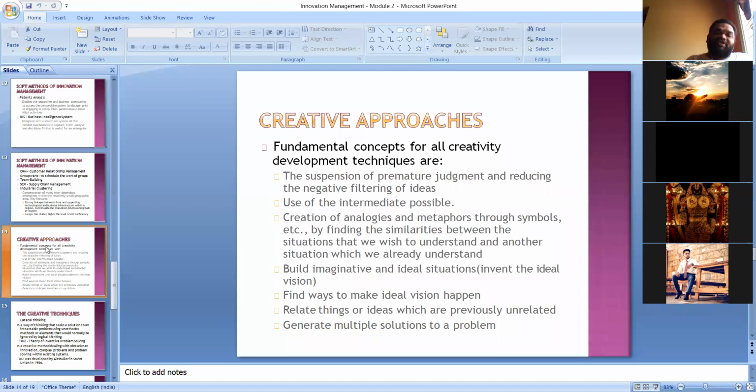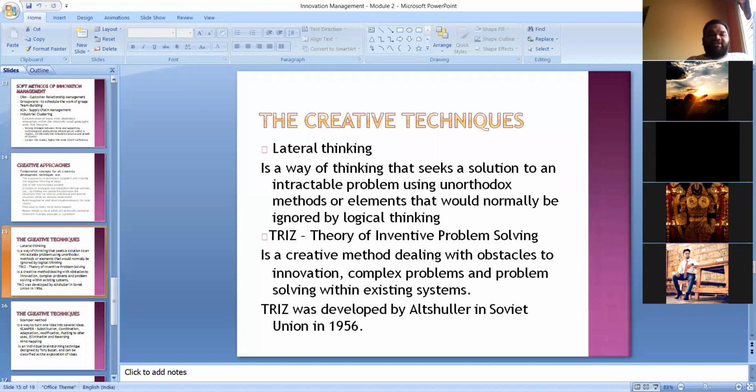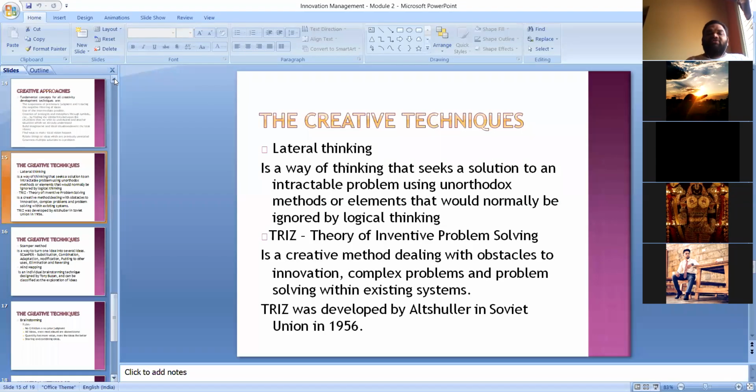Now let us go with the next slide, that is, what are the creative techniques. This is very important and we should discuss these creative techniques. We have 3 or 4 creative techniques: lateral thinking, brainstorming, and the SCAMPER method. There are many things to discuss, so we'll discuss all these creative techniques at a time in the next class, so that there is some continuity.